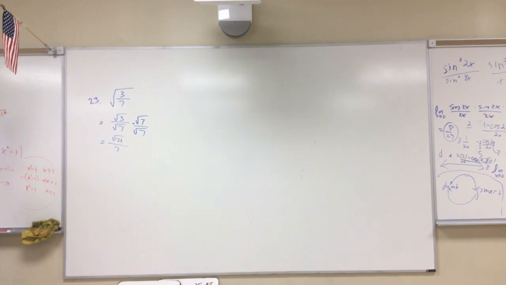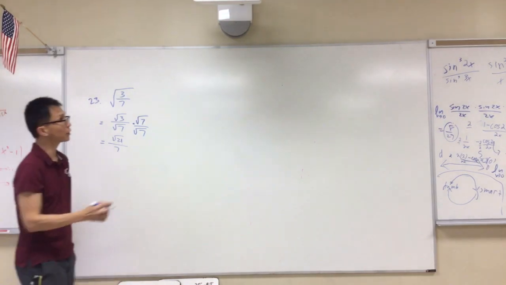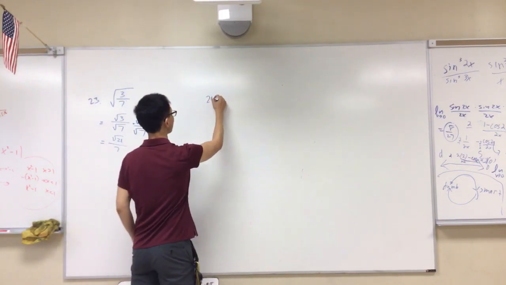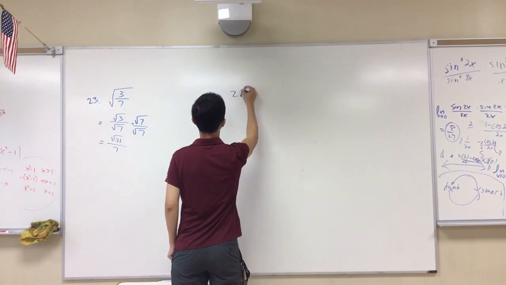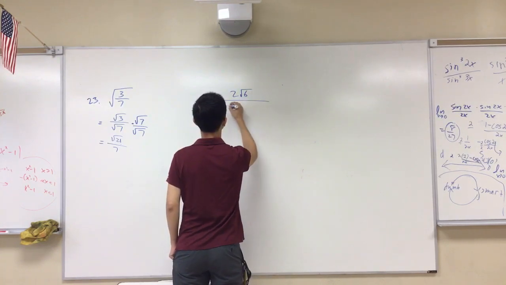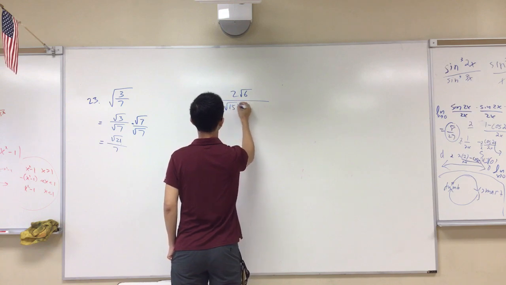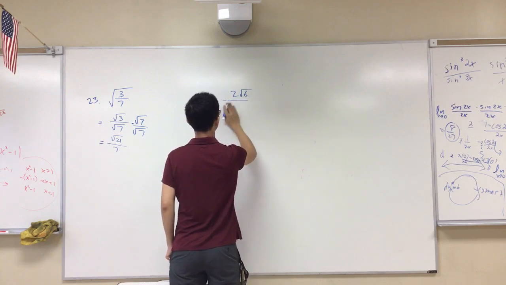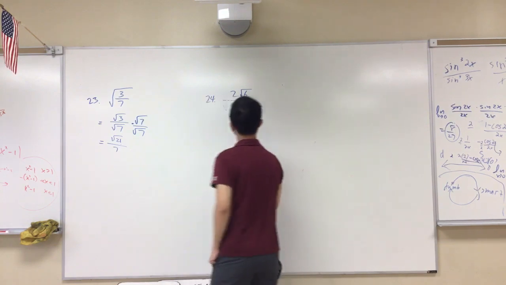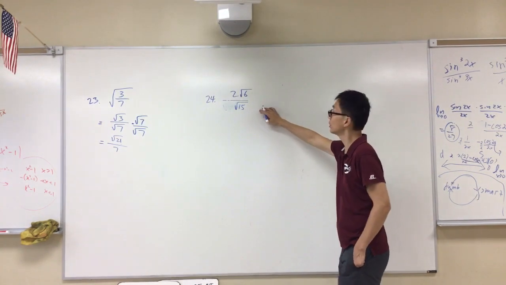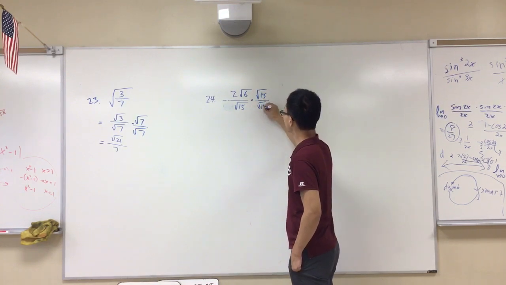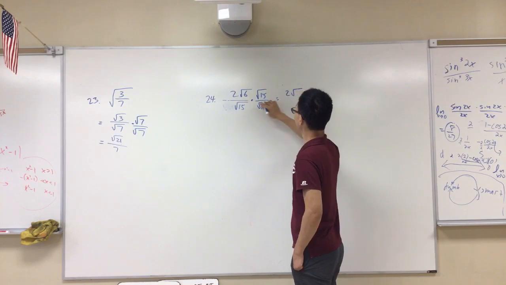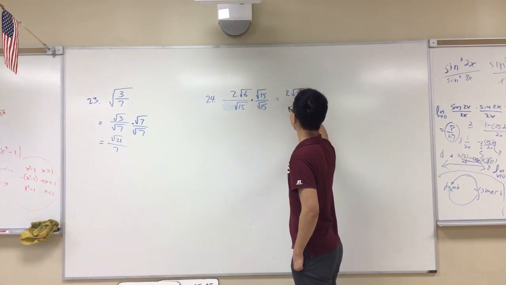Okay, so question 23. Question 24, I don't know what 24 says. Can somebody tell me what question 24 is? 2 radical 6 over radical 15. Radical 15? Oh, you need to rationalize this? Okay, so square root 15 here. So again, there's a radical in the denominator. You just need to rationalize it here. Square root 15 over square root 15. That's equal to 2 square root of, I think, 90 over 15.